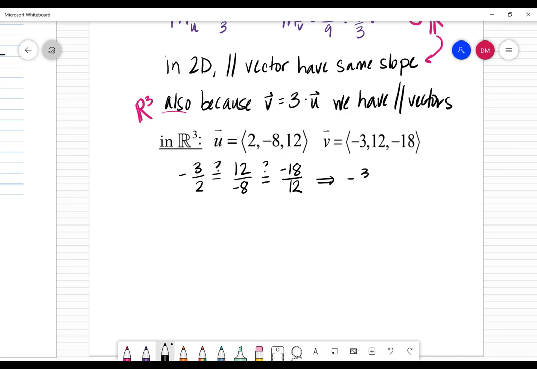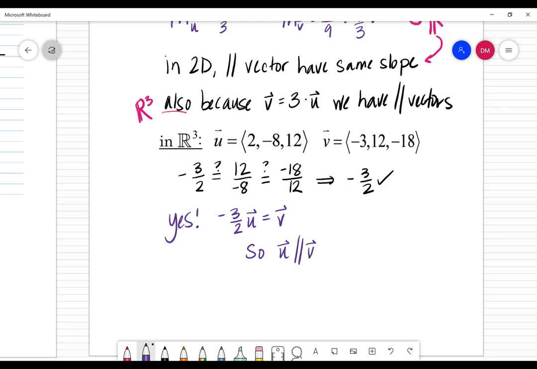which is -3/2, then that means that yes. Okay, so for this one, yes. -3/2 times vector u is equal to vector v. And since they are scalar multiples, since we can write this statement here, we can conclude that vector u is parallel to vector v.